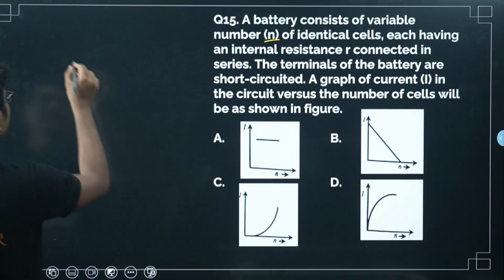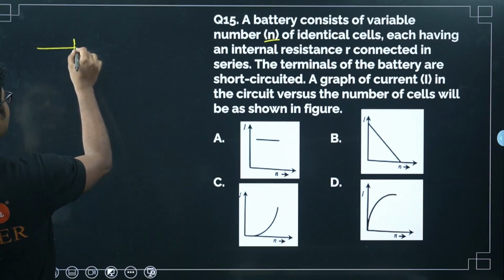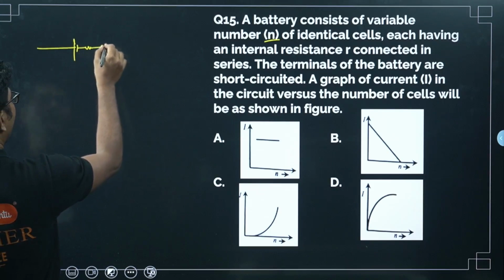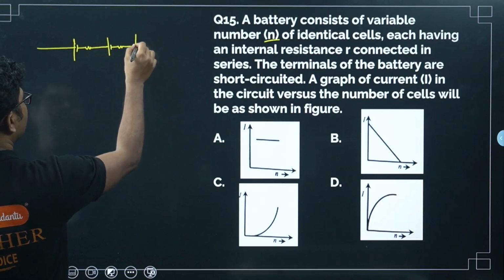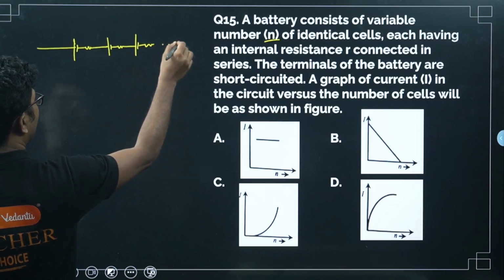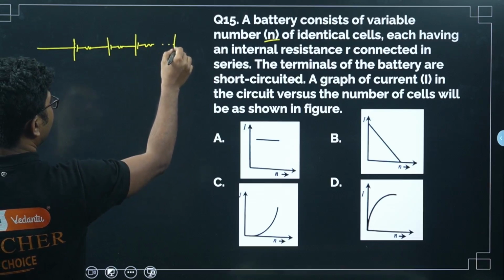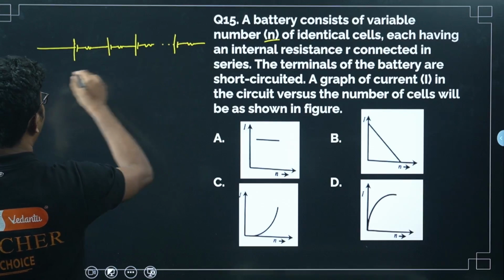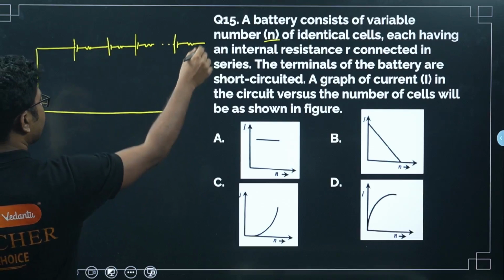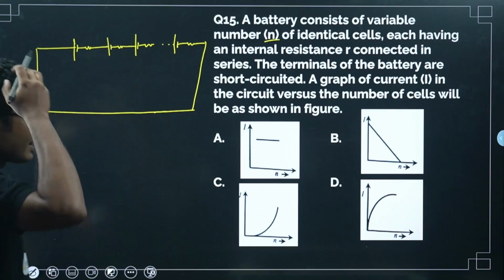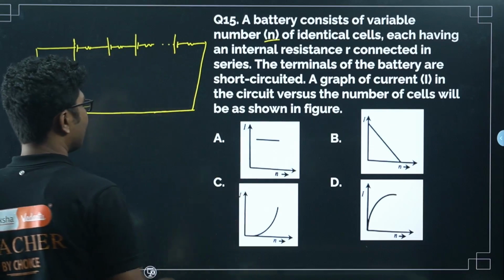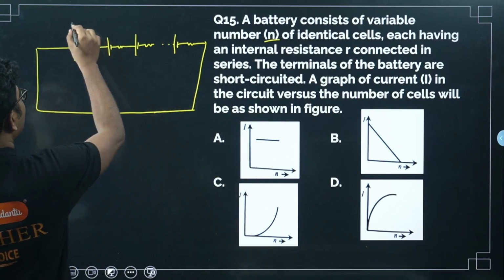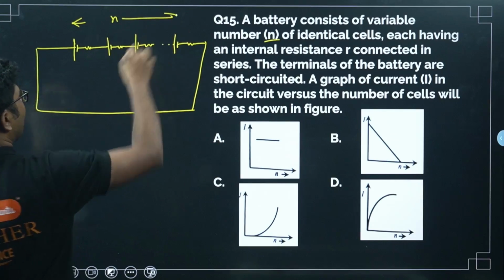That battery means it's basically a combination of cells. Some n number of cells are connected, and then they are short circuited. Short circuited means they are all connected. Now they have asked you what will be the current in this circuit, current versus number. So n number of cells are connected.